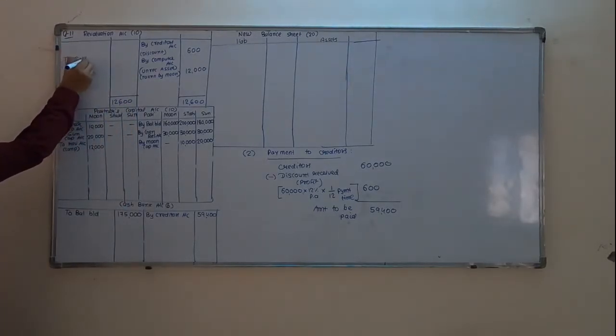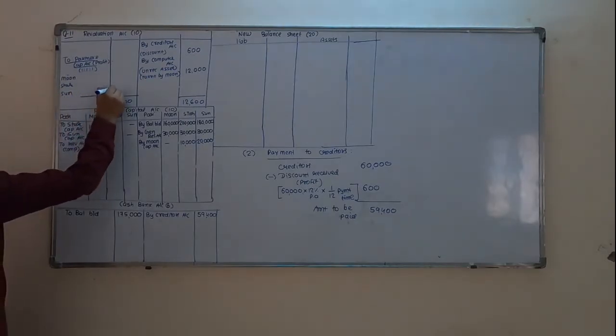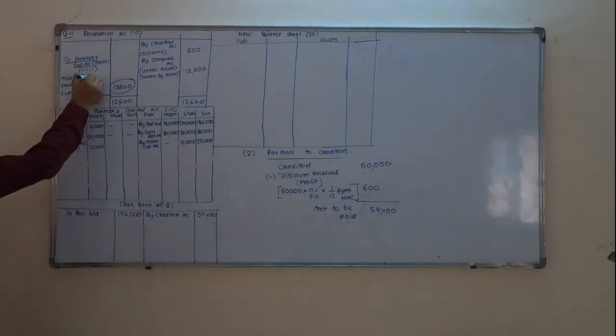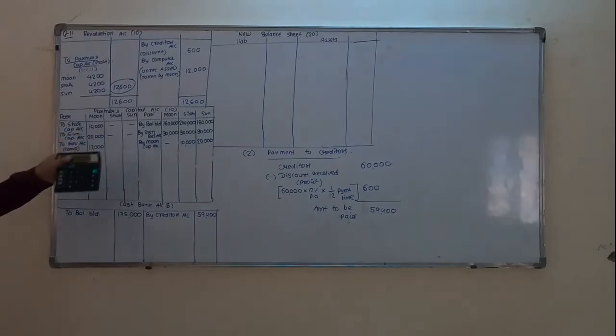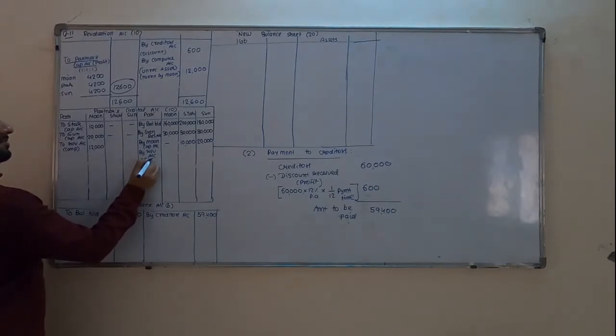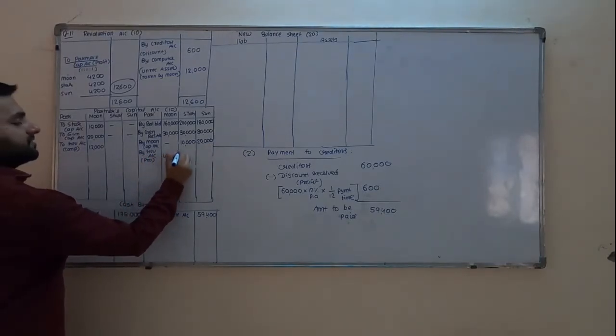12,600. It is a profit only to partners. So to partners capital account, in bracket profit, profit in equal ratio, for Moon, Star, Sun, 12,600. So each will get 12,600 divided by 3, 4,200. Each will get rupees 4,200. Here it is debit, so here it should be credit by revaluation account, in bracket profit. Profit is 4,200 each.